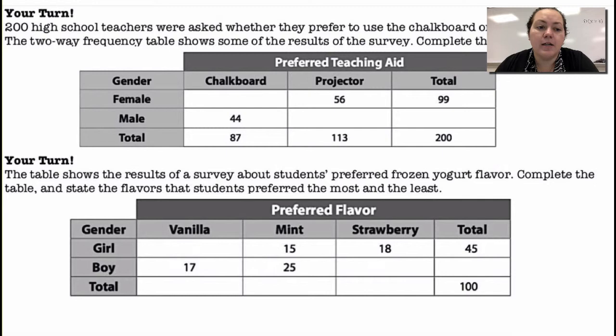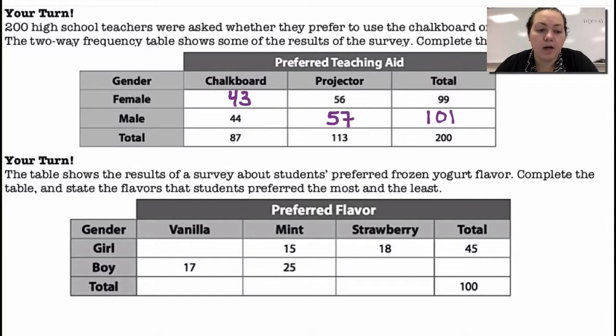The first one, it says 200 high school teachers were asked whether they prefer to use a chalkboard or a projector in class. The two-way frequency table shows some of the results of the survey. Complete the table. So here's what I did. First, I found that one was 43. Then this one was 57. I did 113 minus 56. And then the last one, I could either add 44 plus 57, or I could do 200 minus 99.